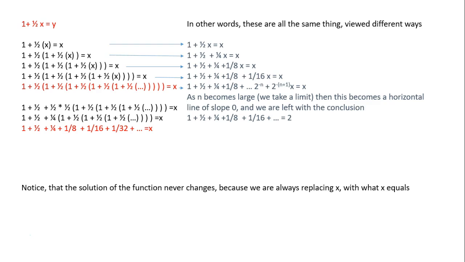So as we take a limit, which is the standard thing to do, what we really get is a horizontal line. And we're left with the conclusion that 1 plus 1 half plus 1 fourth plus 1 eighth plus 1 16th is equal to 2. The solution of the function never changes because we're always replacing x with what x equals.